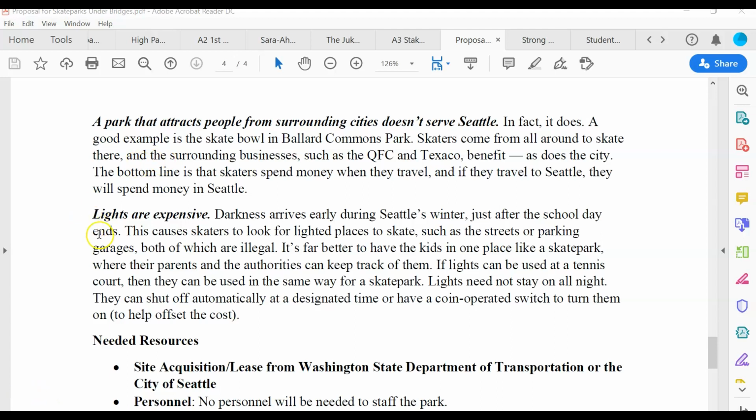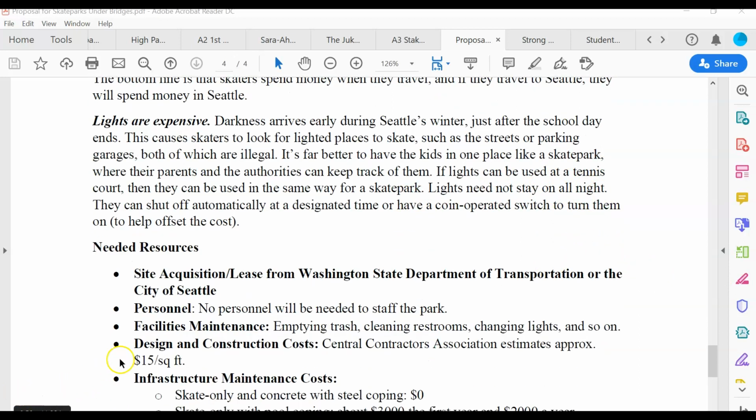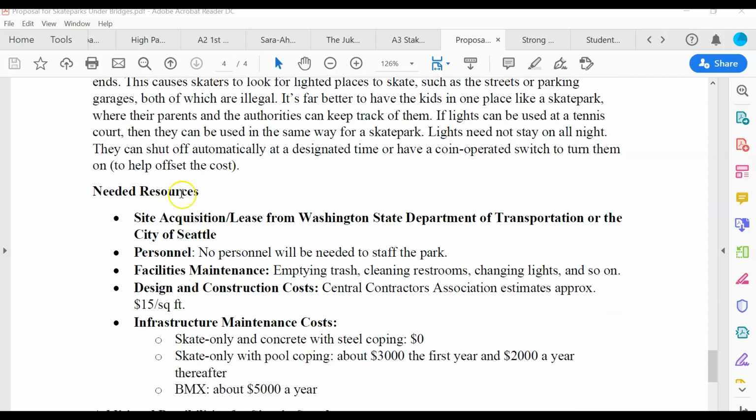Also good to note is how this kind of concede works here. Lights are expensive. Right there, Hughes admits, yeah, lights are expensive. That's a great objection, totally acknowledging that this is a true fact. But if we notice, lights need not stay on all night. If they can be used for a tennis court, they can be used the same way for a skate park. They can shut off automatically to help offset the cost. He's engaging with these potential objections and showing how we can work past them based on other scenarios and possibilities.